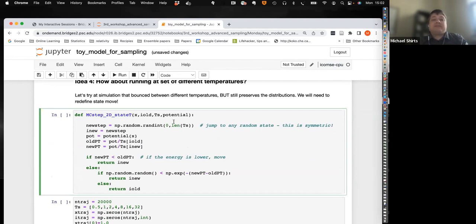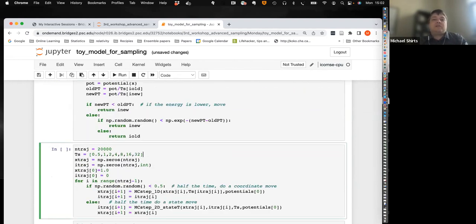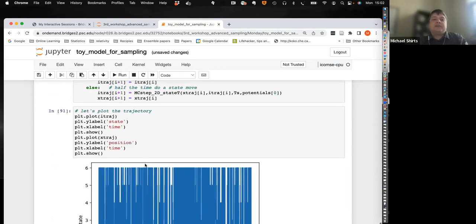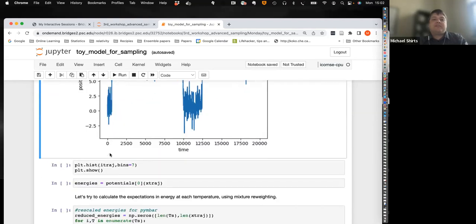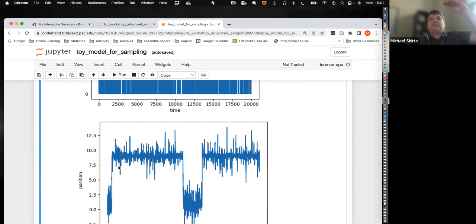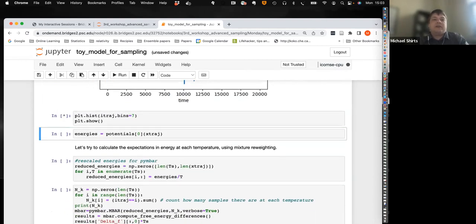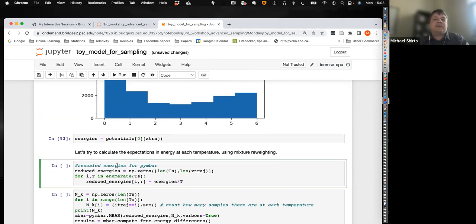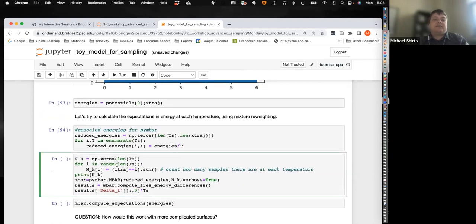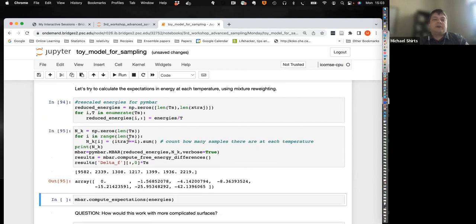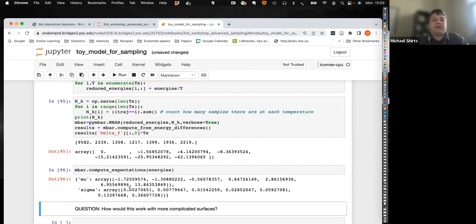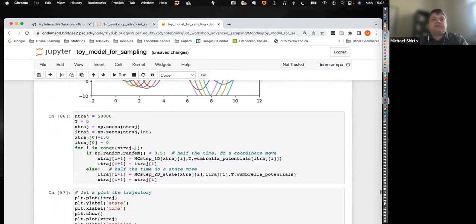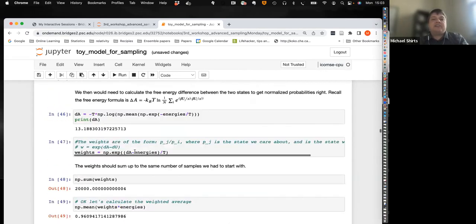You can do the same thing with different temperatures. I won't walk through it quite as much, but you can plot the trajectory with different temperatures, and you can see how, as your different states are different temperatures, it goes back and forth. And now, for running at different temperatures, we can look at the energies as a function. We can use this multi-state reweighting to compute expectations as well. Here are the average energies at a range of different temperatures.